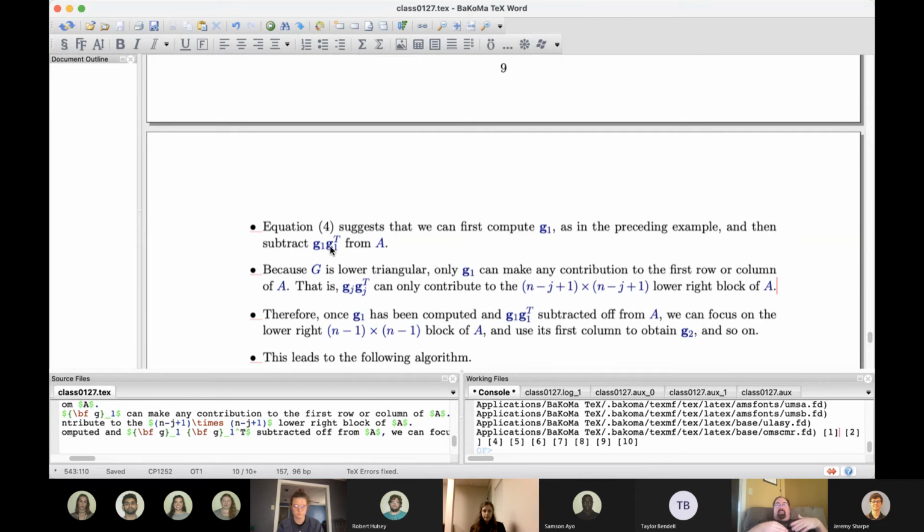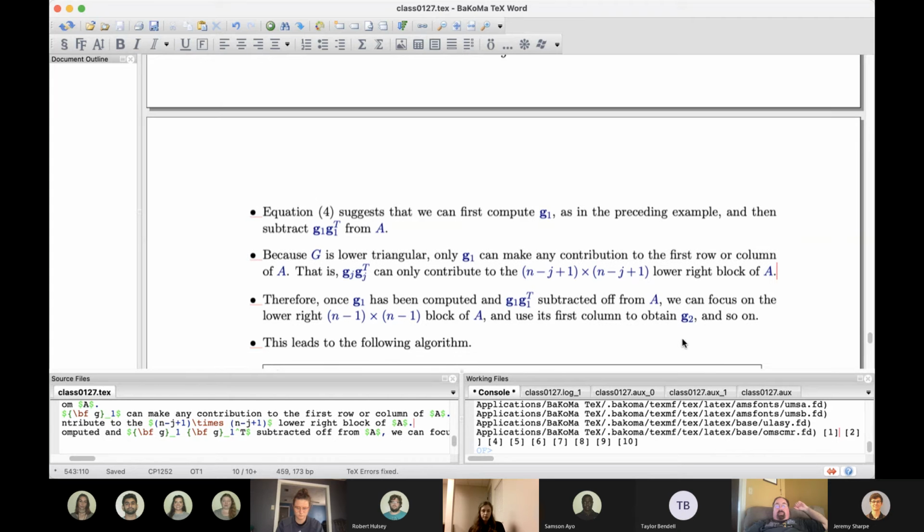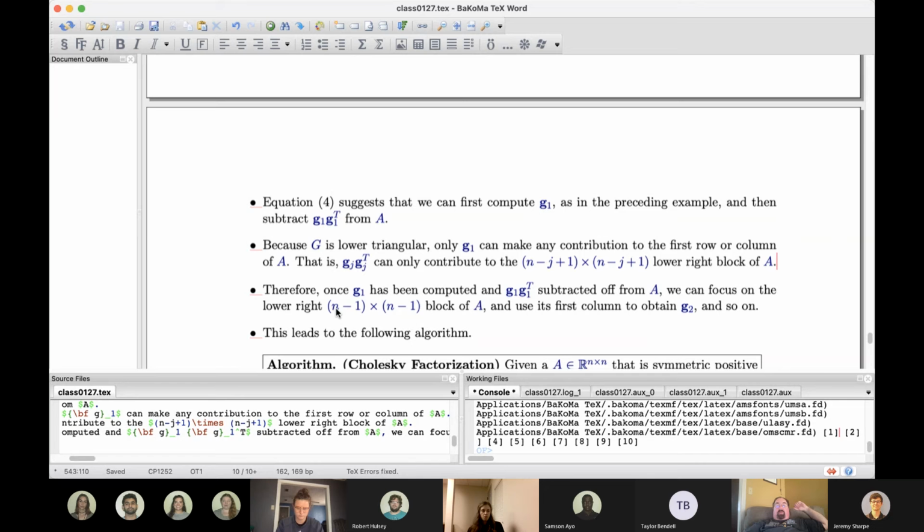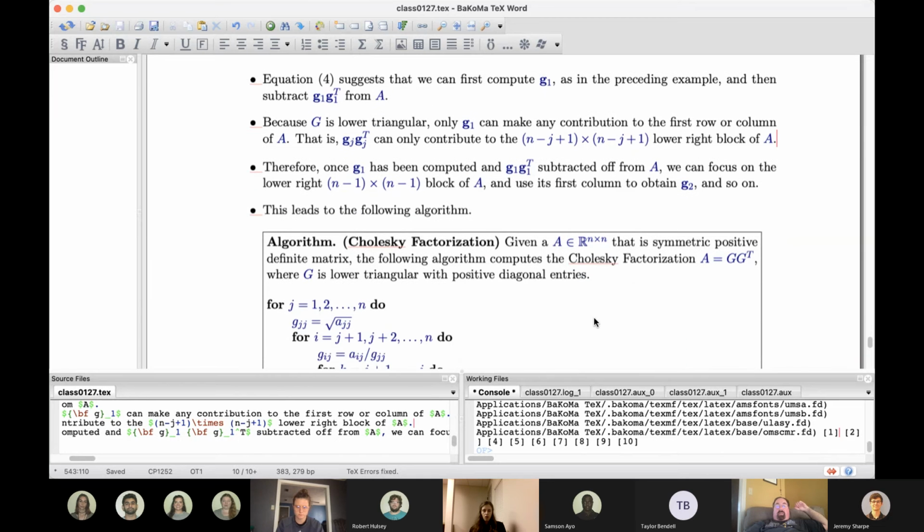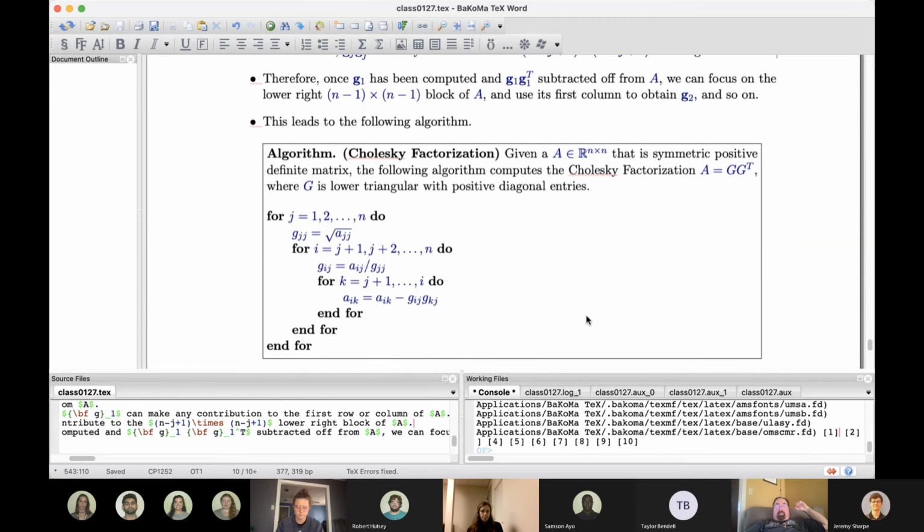And then I can work on that in the same way to get G_2 as I did on the whole matrix to get G_1. So there's a recursiveness to it in a way, and that's actually what I described here. I use its first column to get G_2, subtract off G_2 G_2 transpose. Then I'm working on the lower right (n minus 2) by (n minus 2) block. Use its first column to get G_3, and I keep going. And that's what leads to the whole algorithm that we see here.